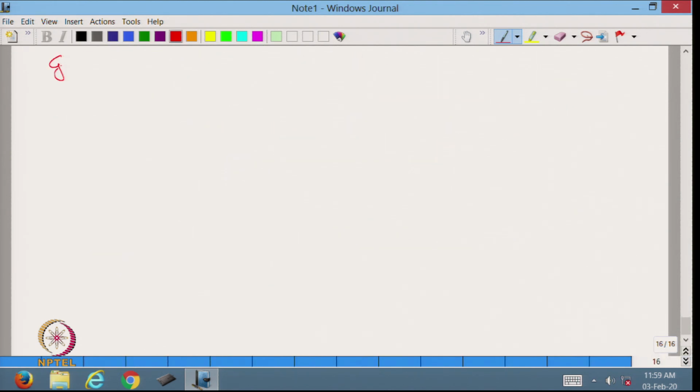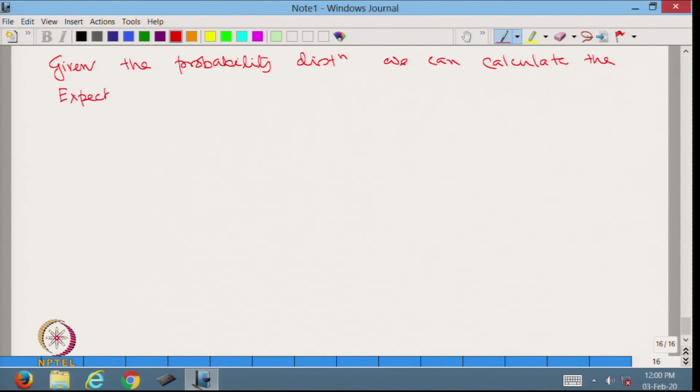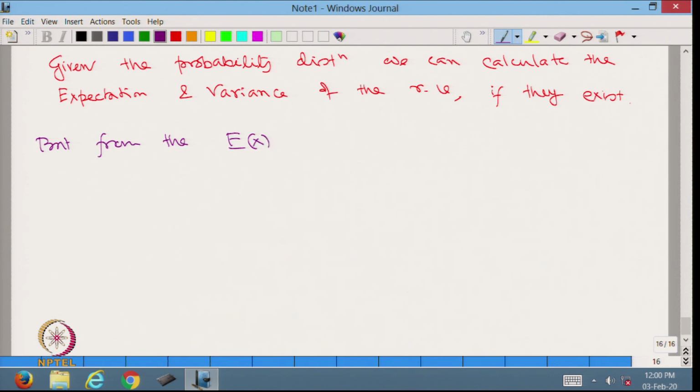Let me illustrate. Given the probability distribution, we can calculate the expectation and variance of the random variable if they exist. But from the expectation of x and variance of x, we cannot calculate its variability around the mean.